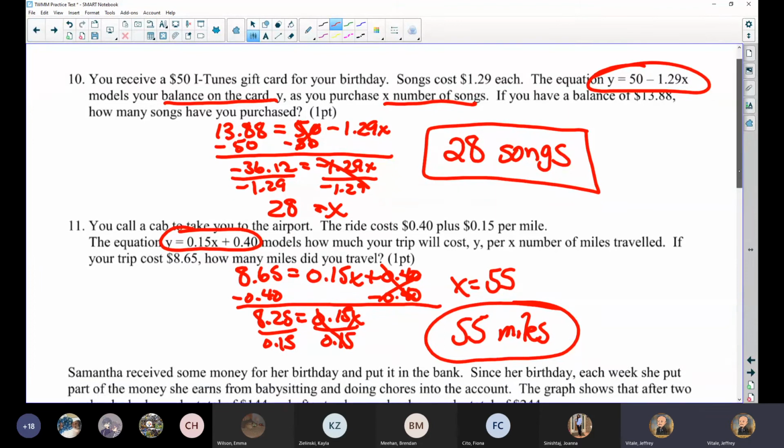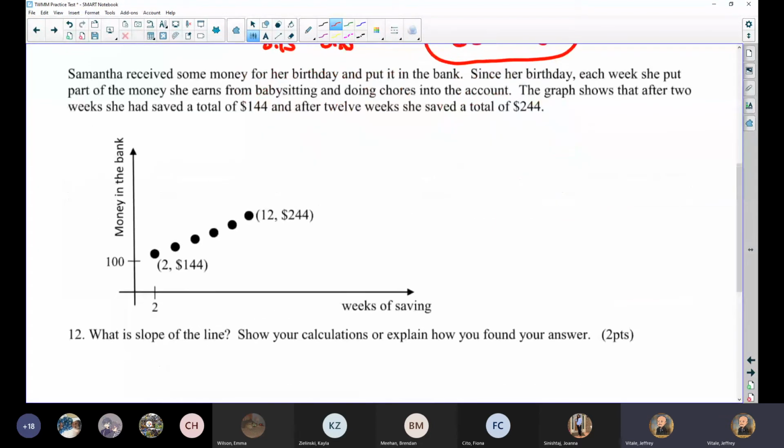All right, moving down. So now we got a question here with a graph. Now I know the points don't look straight, but they are, okay? So it is a linear model. It's a very crummy linear model because it's very tough to do in Word if you've never done it. So Samantha received some money for her birthday and put it in the bank. Since her birthday, each week she puts part of the money she earns from babysitting and doing chores into the account. The graph shows that after 2 weeks, she had saved a total of $144.